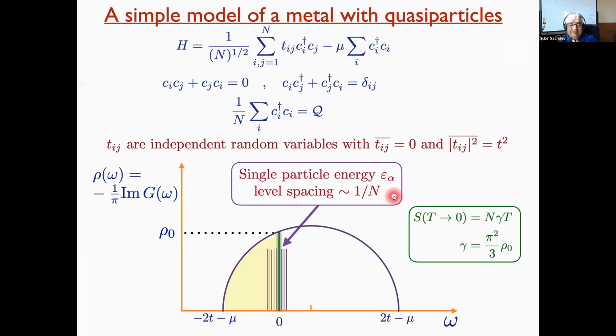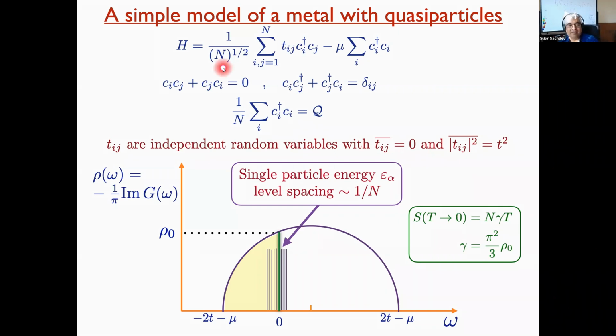Let me begin with a much simpler and much older model, which is essentially the random matrix model. We have fermions hopping between n sites, and any fermion can hop to any other site with the matrix elements Tij. Tij is a random number with zero mean, and they are independent random numbers. The distribution doesn't matter in the large n limit.